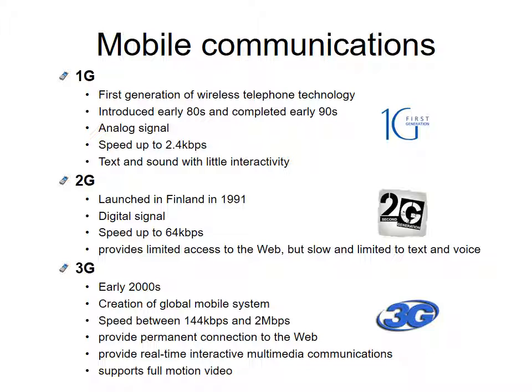The first generation of wireless mobile technology was developed in the early 80s and was actually available to the public in the early 90s. It used an analog signal and the connection speed was 2.4 kilobits per second, so it was very poor. There was some text, there was some sound, but the interactivity, for example, was very limited.